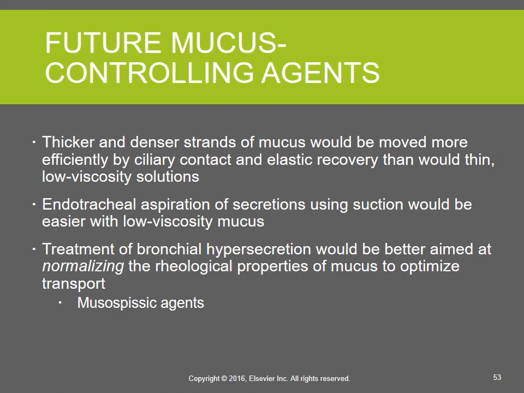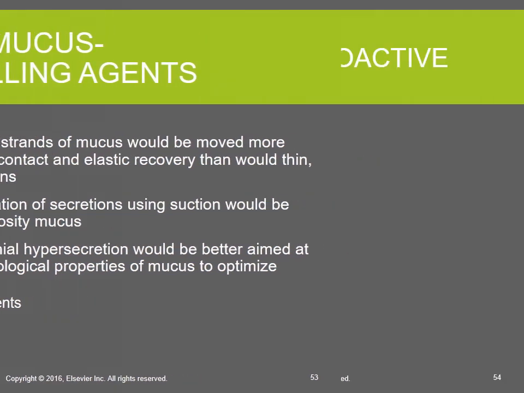What does the future bring? Thicker, denser strands of mucus may be moved more efficiently by ciliary contact and elastic recovery than with thin, low viscosity solutions. Endotracheal aspiration of secretions using suction would be easier with low viscosity mucus. Treatment of bronchial hypersecretion would be better aimed at normalizing the rheological properties of mucus to optimize transport. Using mucospecific agents.